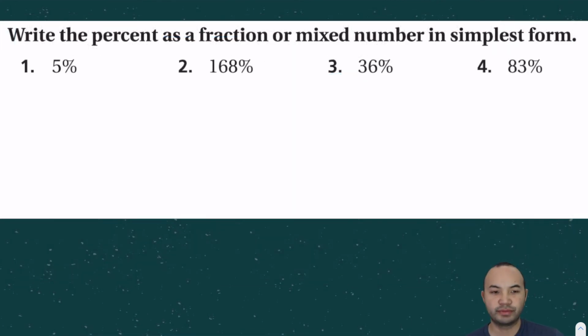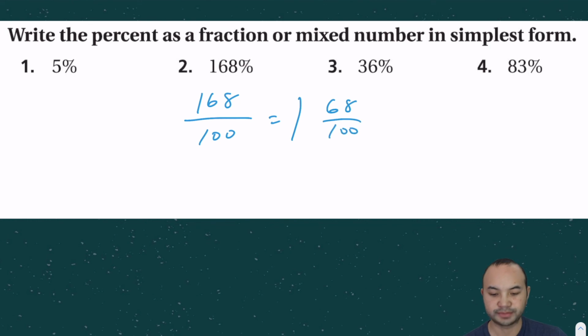Okay, so a few more problems here, and then we're good to go. So, write a percent as a fraction or a mixed number in simplest form. I'm just going to do the mixed number here because I think that's going to be the tricky one. 168%. So if you have 168, it doesn't matter what the percent is, as long as it says percent, you can put that over 100. So that becomes 1 and 68 over 100. That's a little bit easier to work with, right?